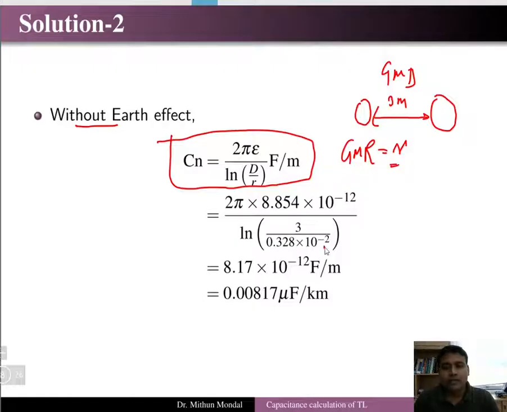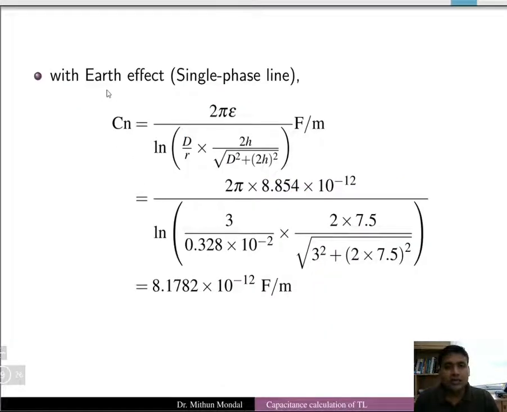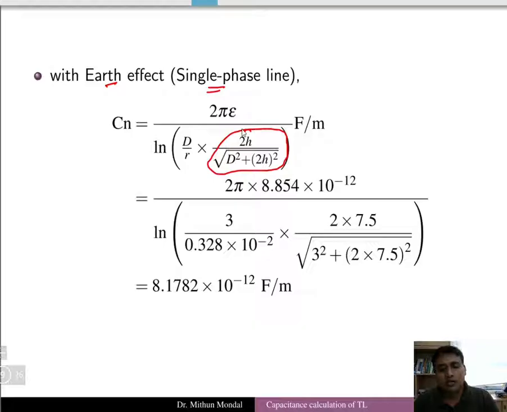So putting the radius and GMD and the value of epsilon, we get the capacitance of neutral without considering the earth effect is 0.00817 microfarad per kilometer. Now, if we consider the earth effect, and this is a single phase line, there will be an extra term coming in the denominator, which is 2h under root d square plus 2h square.